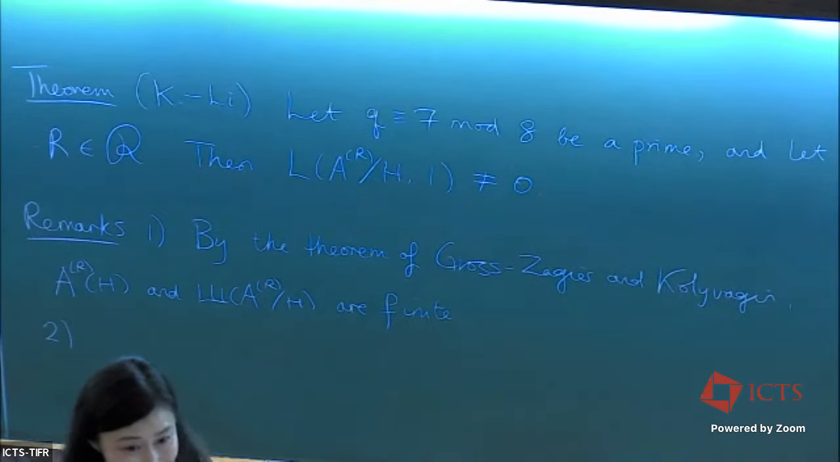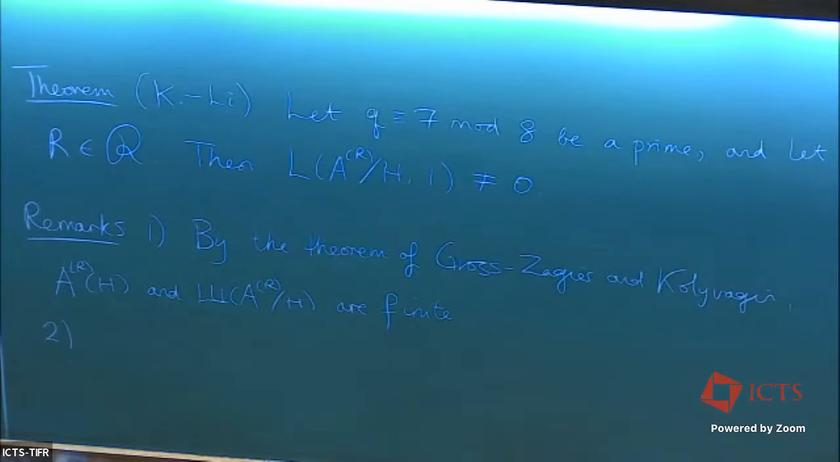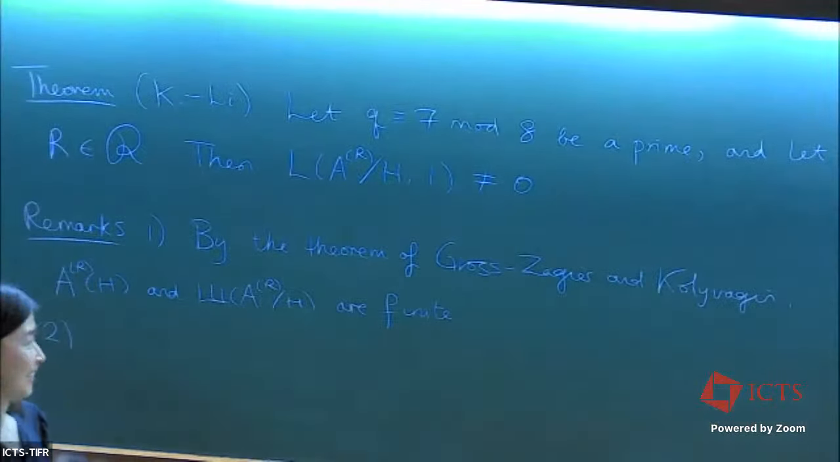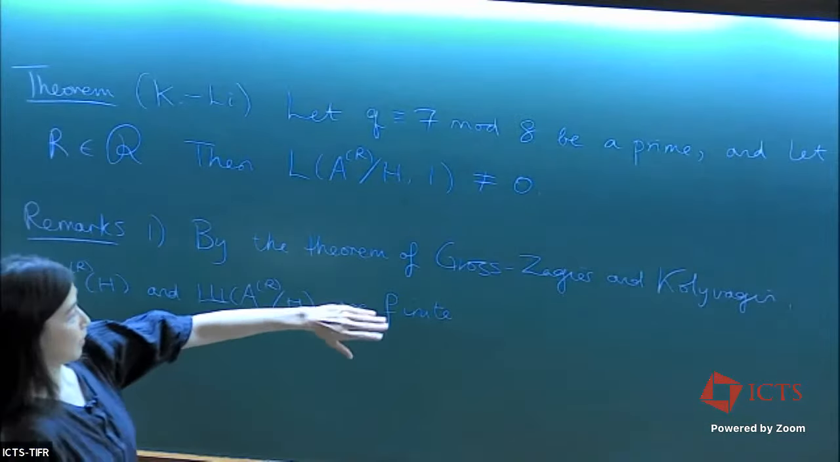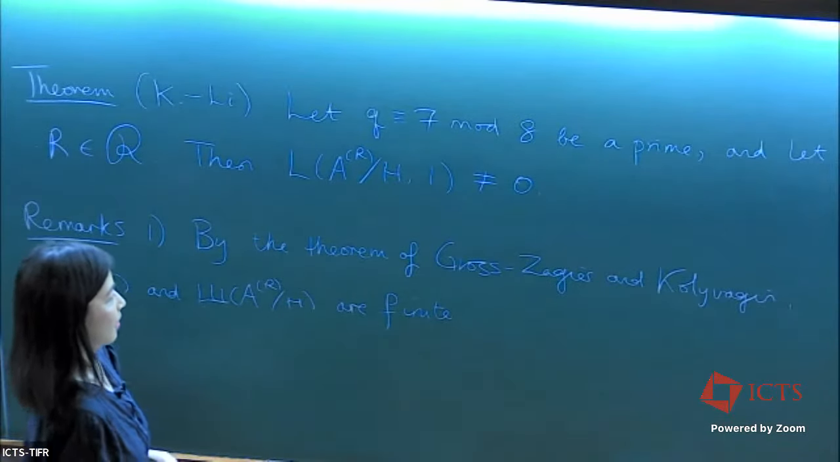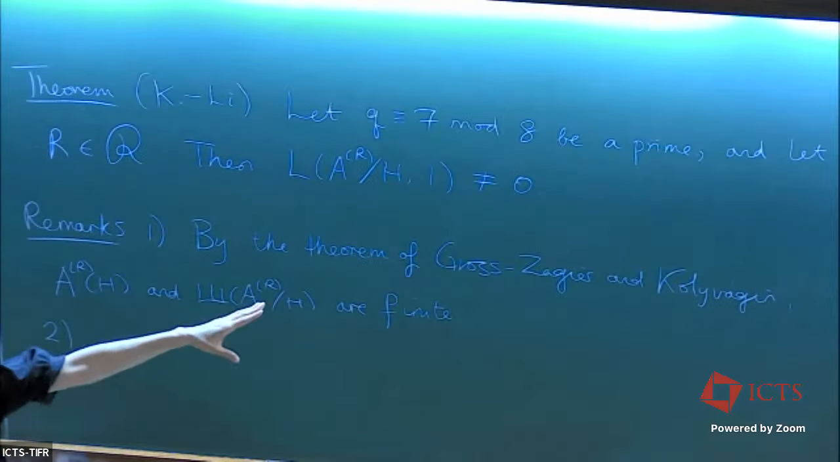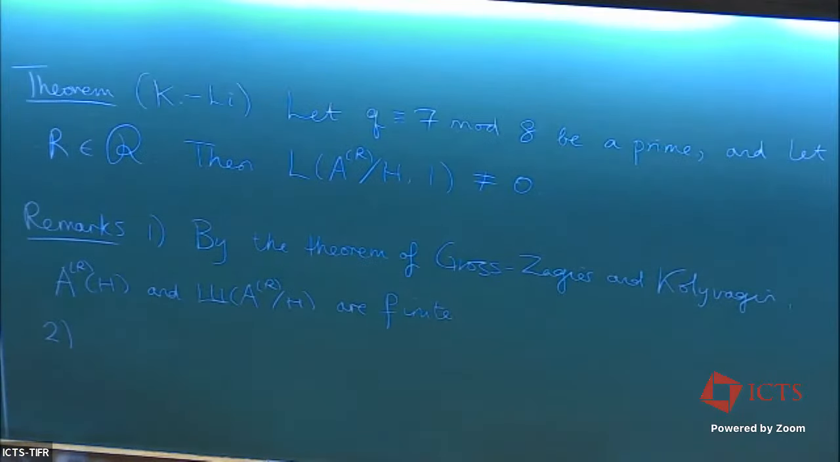Second is perhaps a very stupid question: isn't this Kurzweil's? Because the L value is non-zero and it's CM. Kurzweil's is when the class number is 1. Okay, yes, thanks. But yes, of course, this came before this. Thank you for your comments.